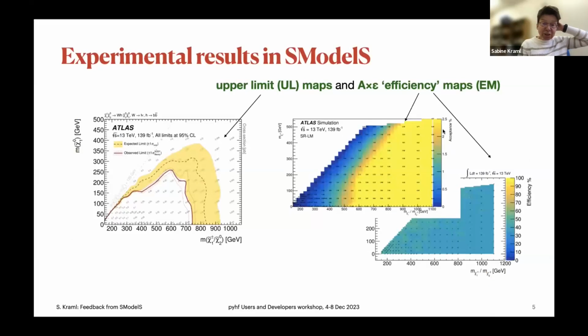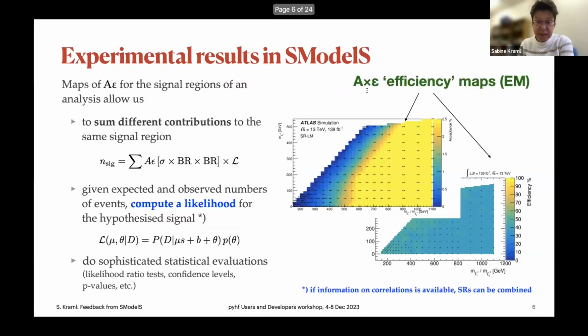Now, the experimental results we're using in SModelS are either upper limit maps in terms of simplified model parameters, or acceptance times efficiency maps. This is what we generally, colloquially, call efficiency maps. And it's these latter ones that allow us to compute the number of signal events expected in each signal region of an analysis, and from which we can then compute the likelihood.